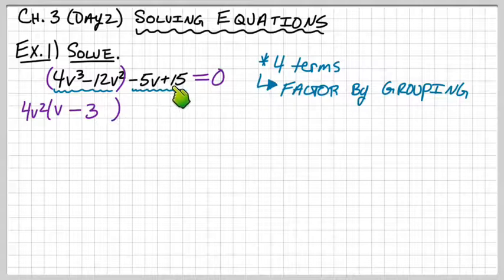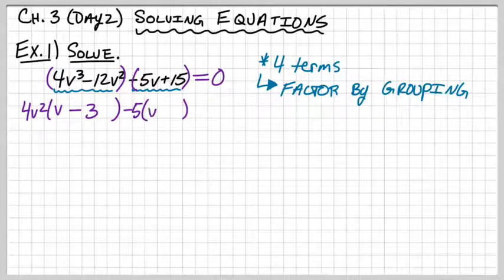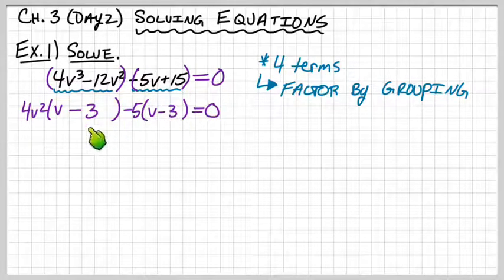And then from the back 2 terms here, you can take out a negative 5. I mean, you could take out a positive 5, but then we won't get a match when we're done. So let's take out a negative 5 from those, and then we'll get v minus 3 here too, and that's key. We want those to match up there in parentheses. Okay, so now that we did the factor by grouping, we have a match. That's key. V minus 3, v minus 3.